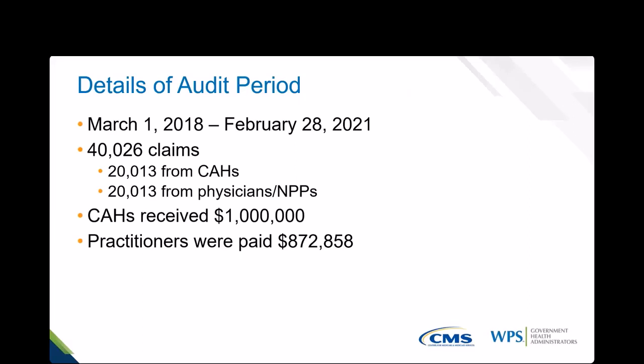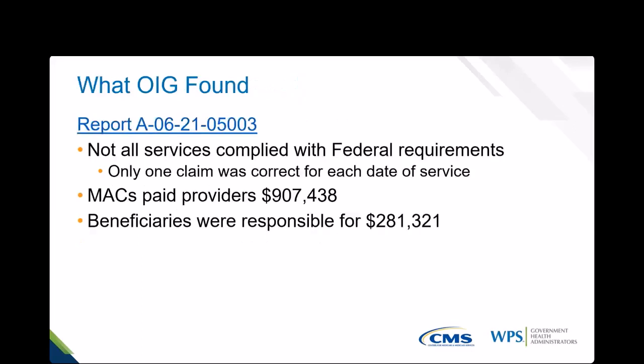For those 40,026 claims, Medicare paid critical access hospitals right around $1 million and paid healthcare practitioners $872,858 for that particular sample of claims that they looked at. After looking at them, what they found was listed here. And this slide contains a link to the report that was filed for this audit in case you want to look at it more closely, see exactly what they found in their own words.